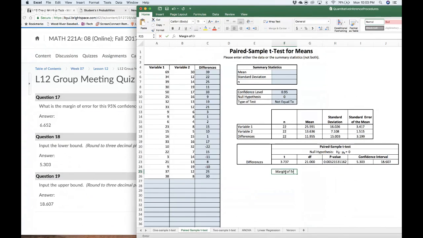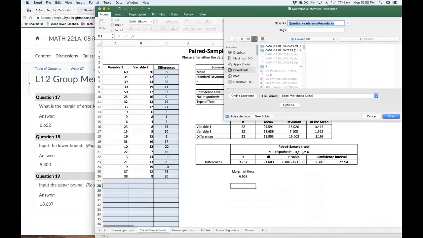Margin of error equals the mean minus that one. There we go. So now I have it for the next time. At least I should kind of remember that. I'm going to save this right on my desktop for now. All right, I'm going to stop the broadcast.